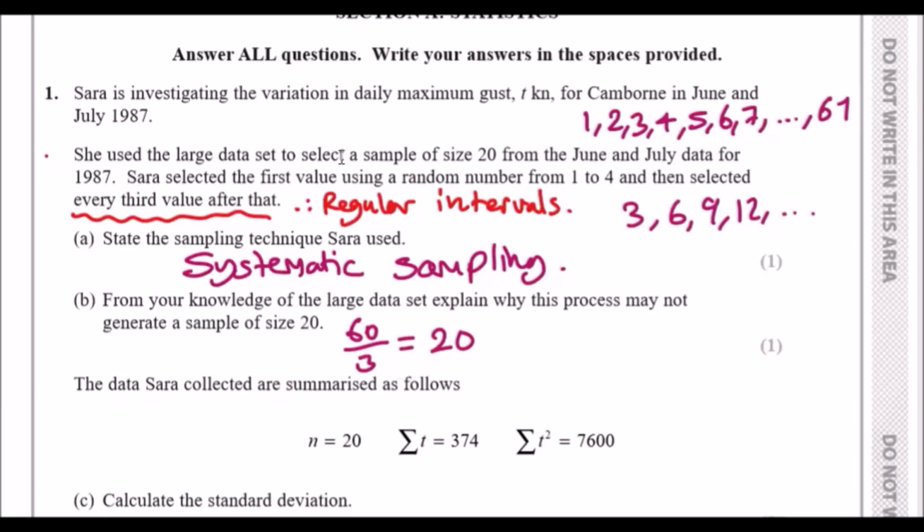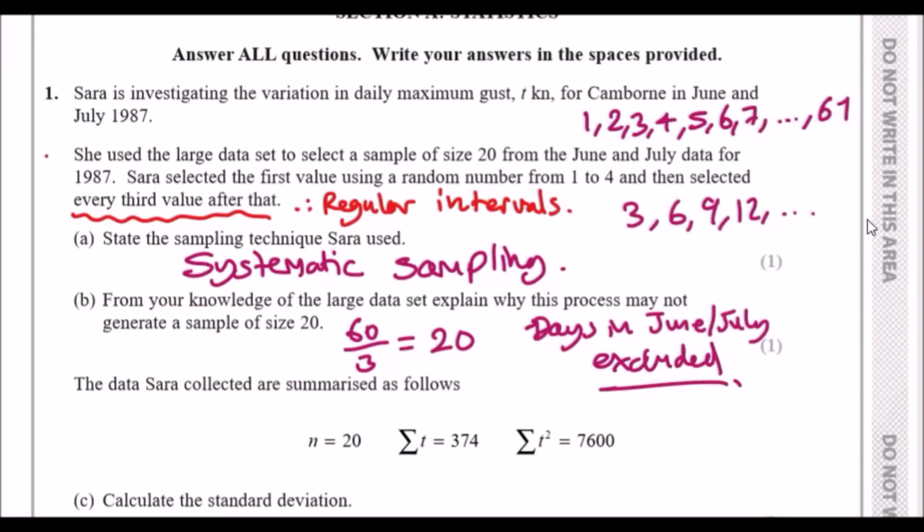If for some reason we're missing some days in June and some days in July, there's a high probability that you will not get a sample size of 20, because you're going to be skipping days. And if you're skipping days, it's no longer systematic, and this would be a problem. So your answer could be that some days in June or July have been excluded or were not recorded in the large data set. That's really what they're looking for here.